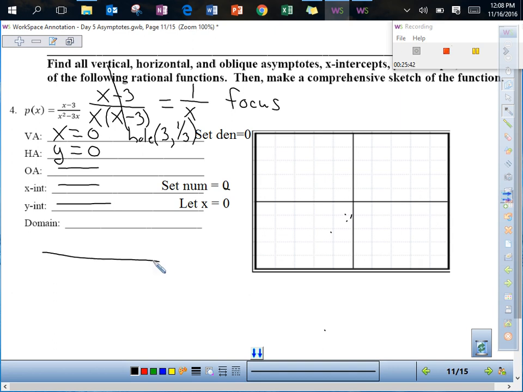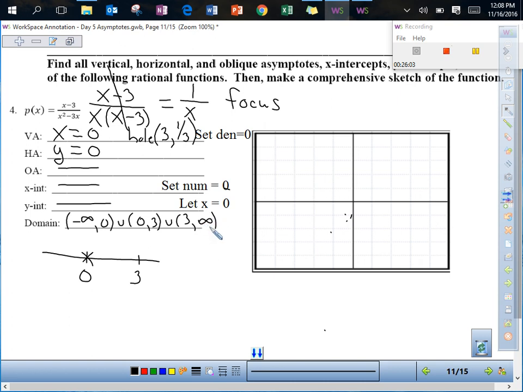When you do your domain, you are not allowed to use a 0, right there, or a 3. So I'm going to have negative infinity to 0, along with 0 to 3, along with 3 to infinity.